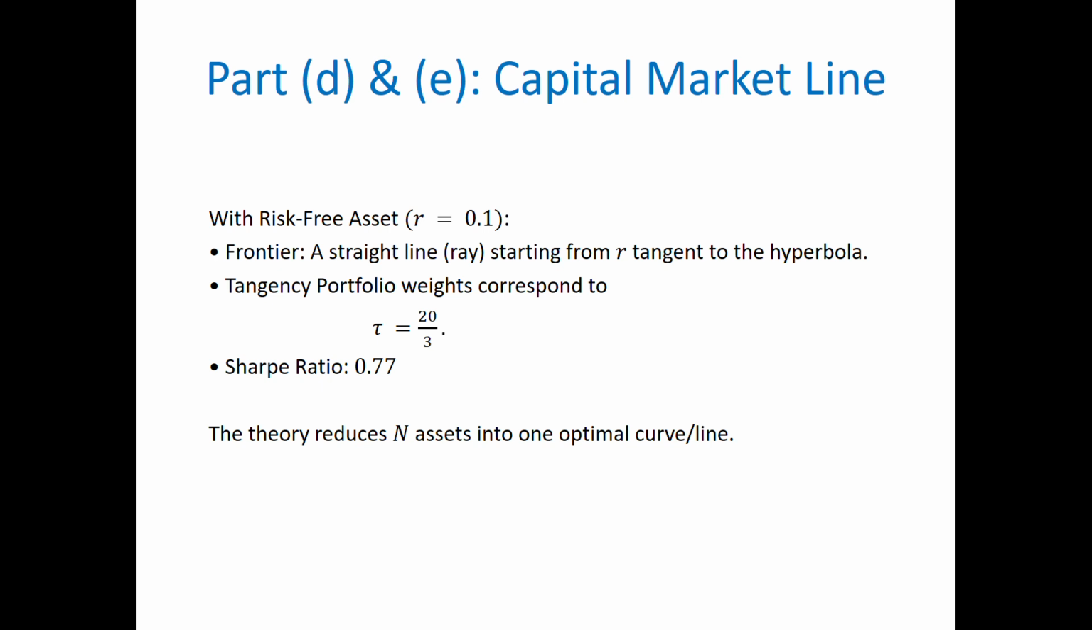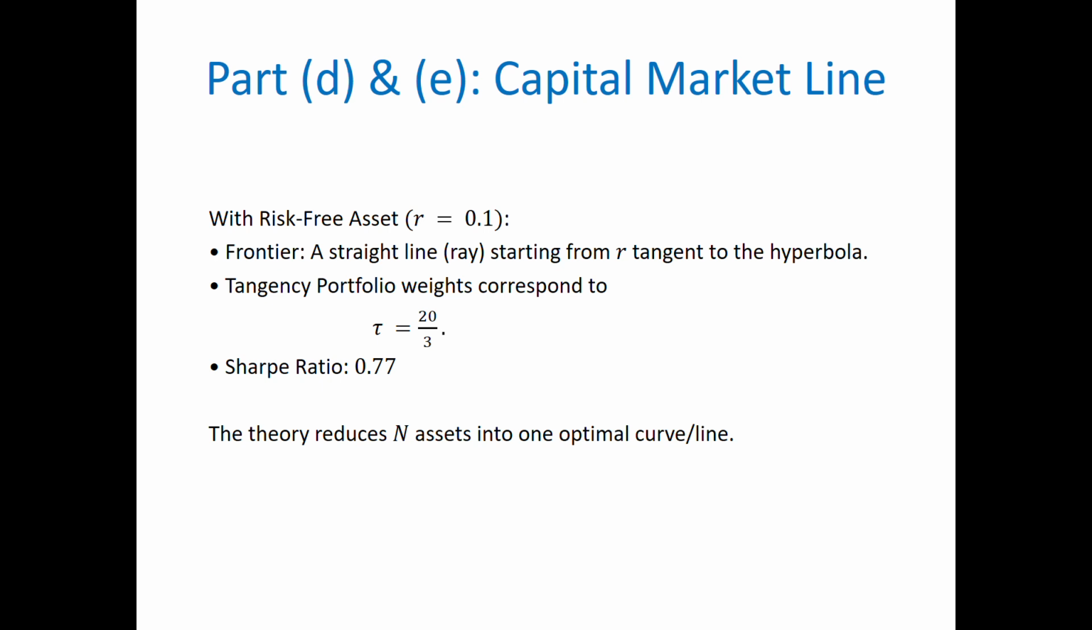Finally, we introduce a risk-free asset with a return of 0.1. When we combine a risk-free asset with our risky hyperbola, the efficient frontier changes from a curve into a straight line, known as the capital market line. This line starts at the risk-free rate on the y-axis and runs tangent to our hyperbola. The point of tangency is the tangency portfolio.